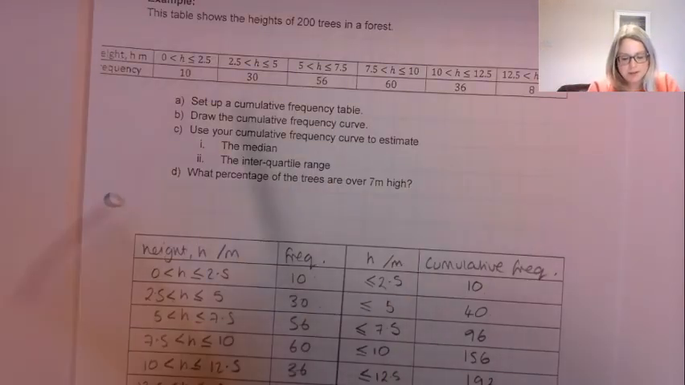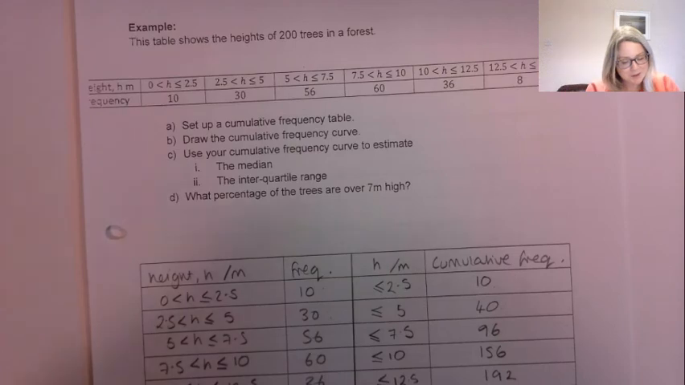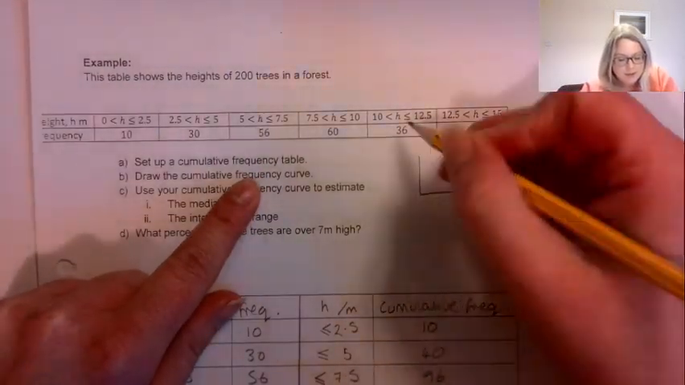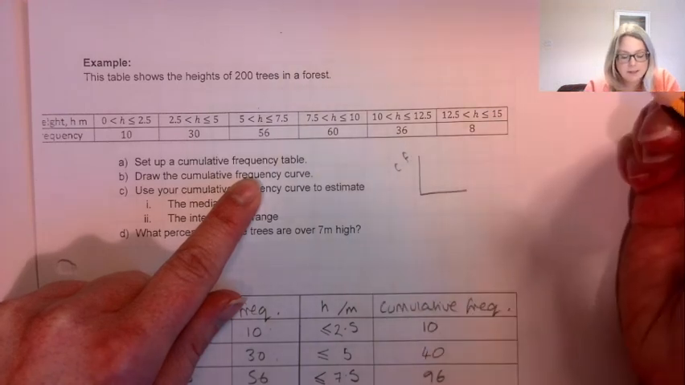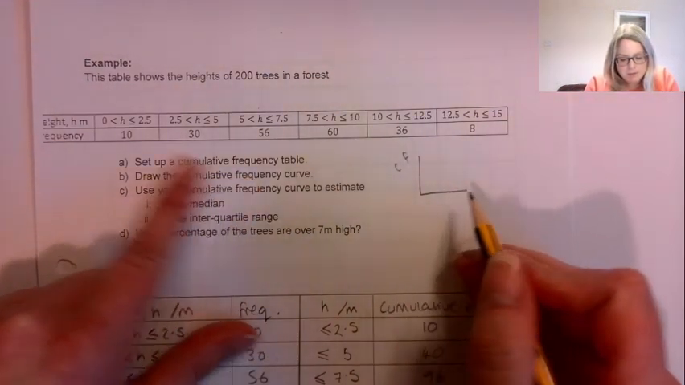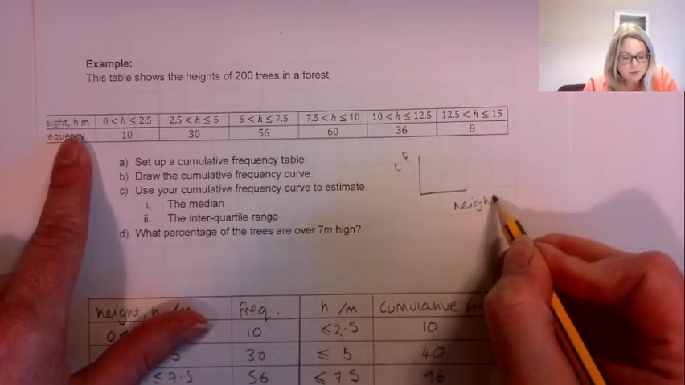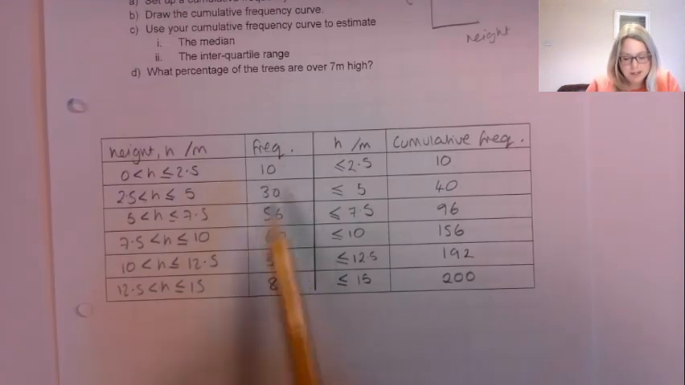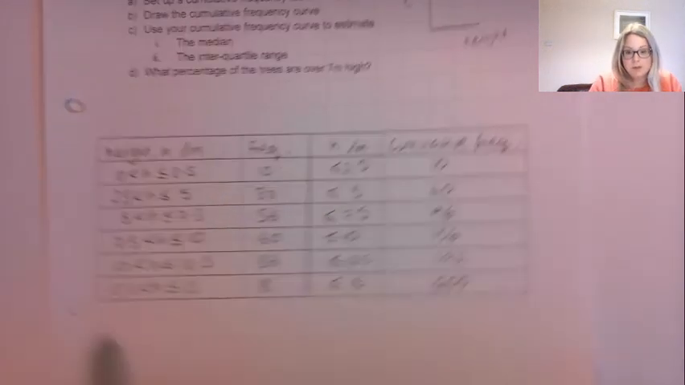Now, part B is asking us to draw our cumulative frequency curve. This is set up quite annoying. There's going to be quite a lot of flicking backwards and forwards, but we'll cope. So, a cumulative frequency curve always has cumulative frequency up the side, and then whatever it is you're talking about along the bottom. So in this case, it's going to be height along the bottom. So let's figure out our scales here. Let's go for height first of all. We have to go from 0 all the way up to 15.